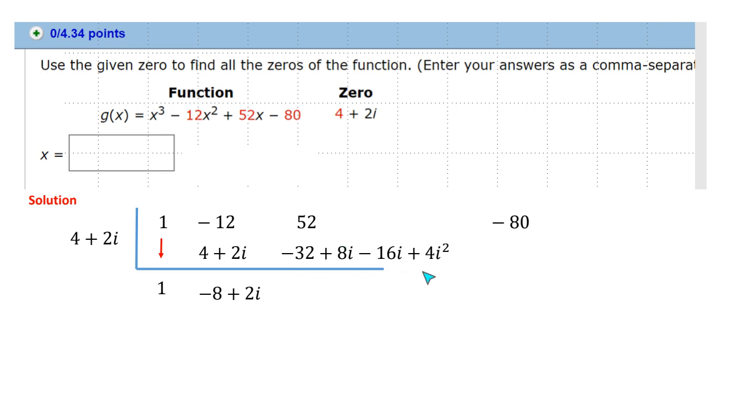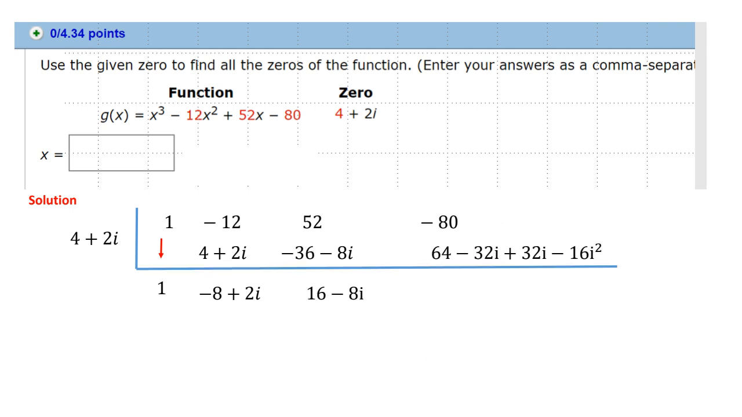Let's simplify in here. In other words, 8i minus 16i is negative 8i, and i squared is negative 1 times 4, which is negative 4, and then we're going to add it to the 32. Okay, so negative 32 minus 4. Let me go back. So just to do this again, 8i minus 16i is negative 8i, and then this would be a negative 4. And then negative 32 minus 4 is negative 36 minus 8i. Add the 52 plus negative 36 gives me 16 minus 8i.